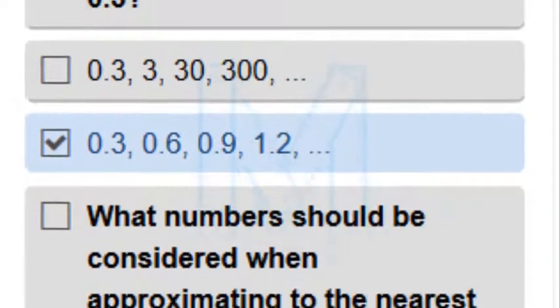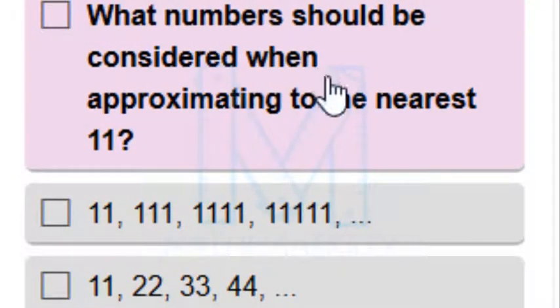Next question is this: what numbers should be considered when approximating to the nearest 11? To the nearest 11, multiples of 11 are 11, 22, 33, 44. Just keep adding 11, or you just keep multiplying by the next number, like 11 times 1, 11 times 2, 11 times 3, 11 times 4, and so on.